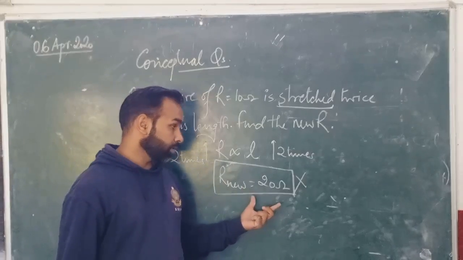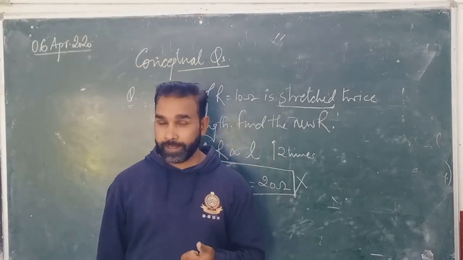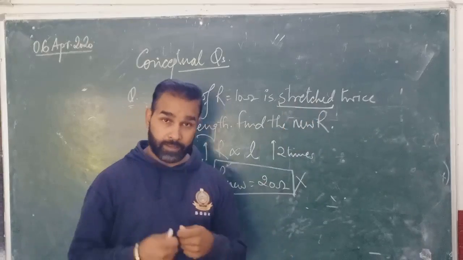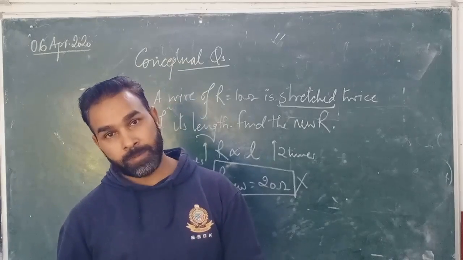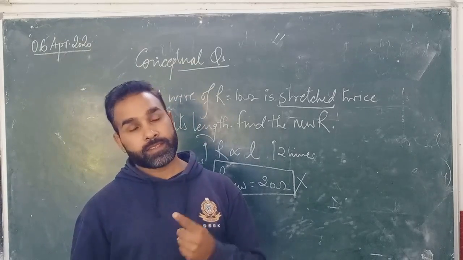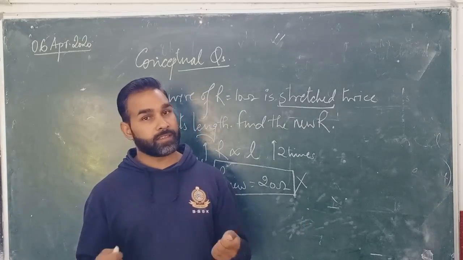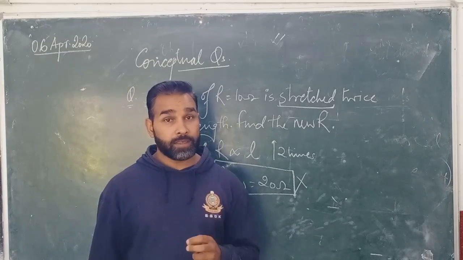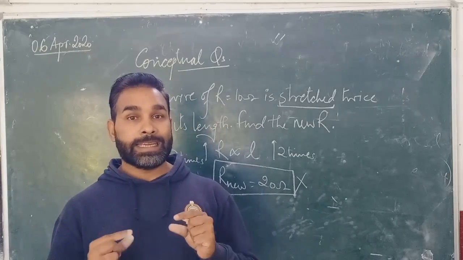Why did I call it a conceptual question? Because there is a concept used over here: stretching of a wire. Whenever you stretch a wire, two things happen. One is that the length is increased. Definitely, when you stretch a wire, its length will increase. But simultaneously, the area of cross section will decrease.